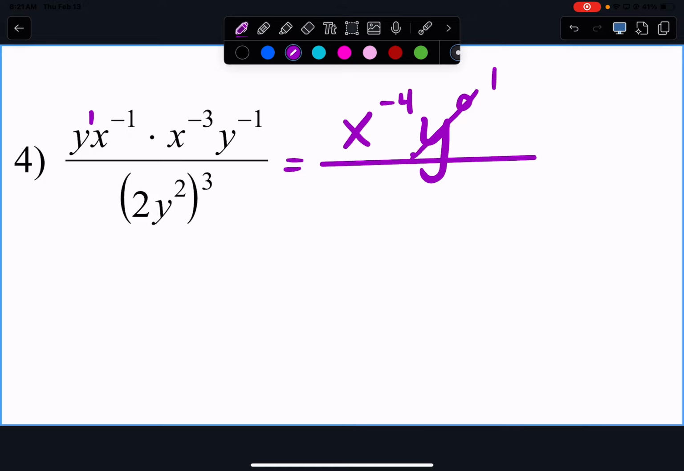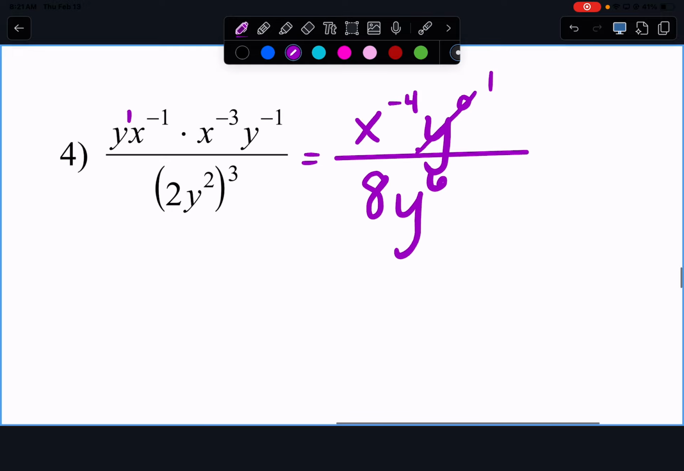2 to the 3rd power is what? 8. But what will my exponent be on my y? 6. All right, now, to write my final answer, can this negative 4 stay in the numerator?